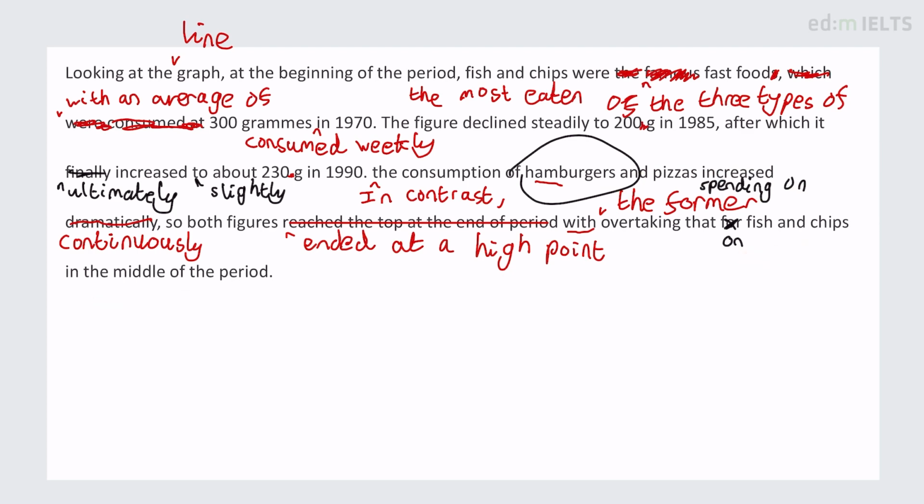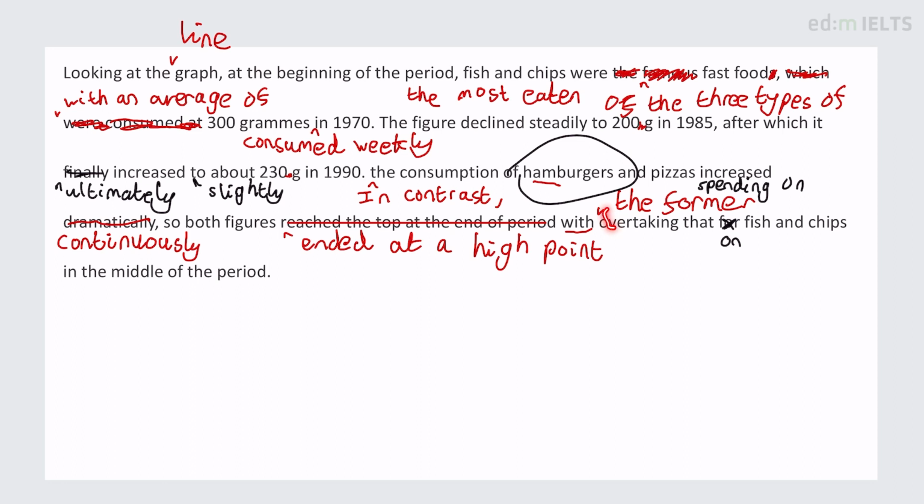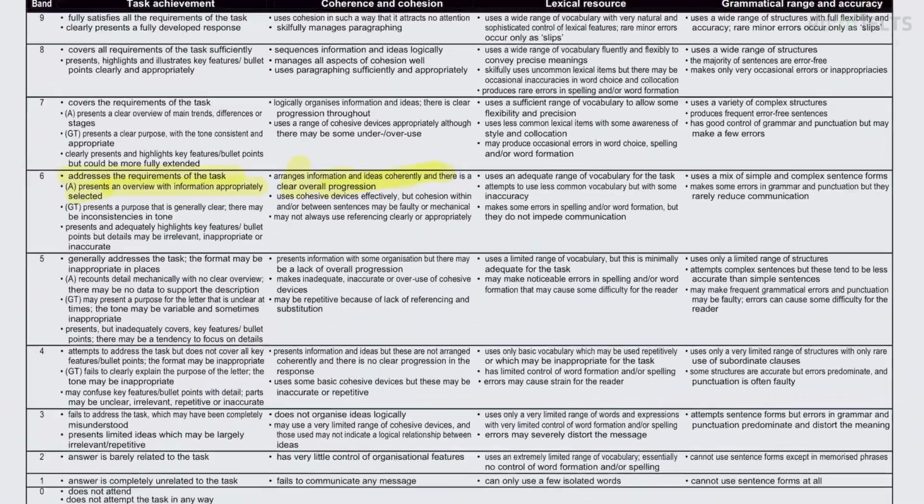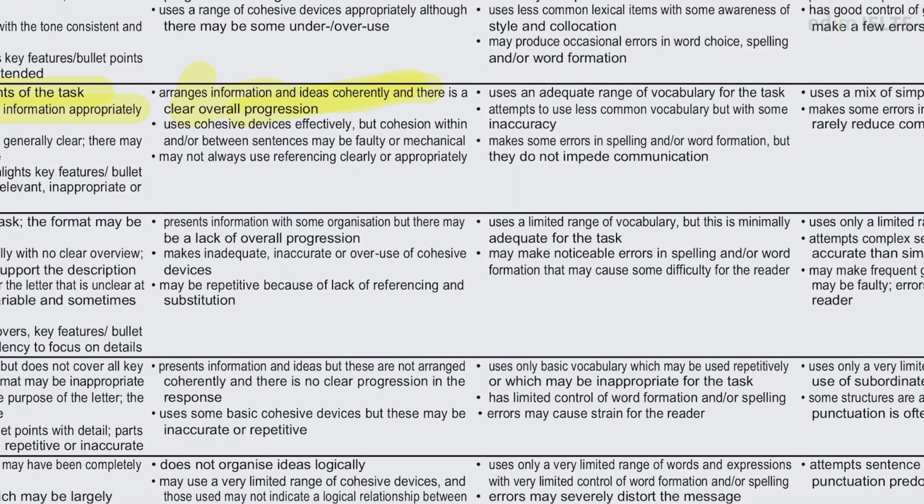Yeah, that's better for me, because when I'm talking about the former, I'm not talking about hamburgers overtaking pizzas. I'm talking about money spent on hamburgers overtaking money spent on pizzas. I know I'm being a bit picky or pedantic is the word I would use, but I have to be. That's the job. So some effective use of cohesive devices, but also some faulty issues and some unclear referencing, for example.